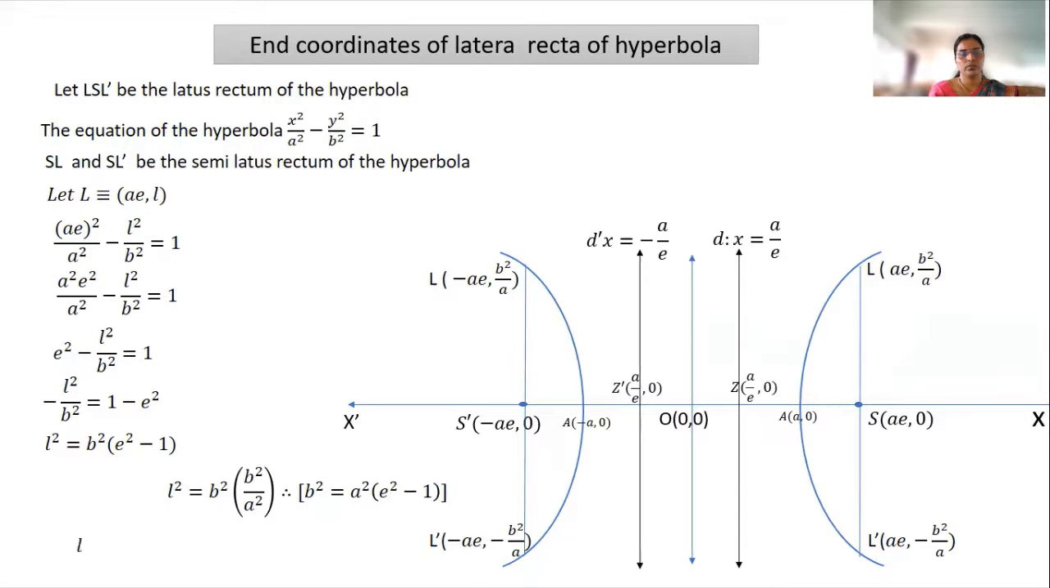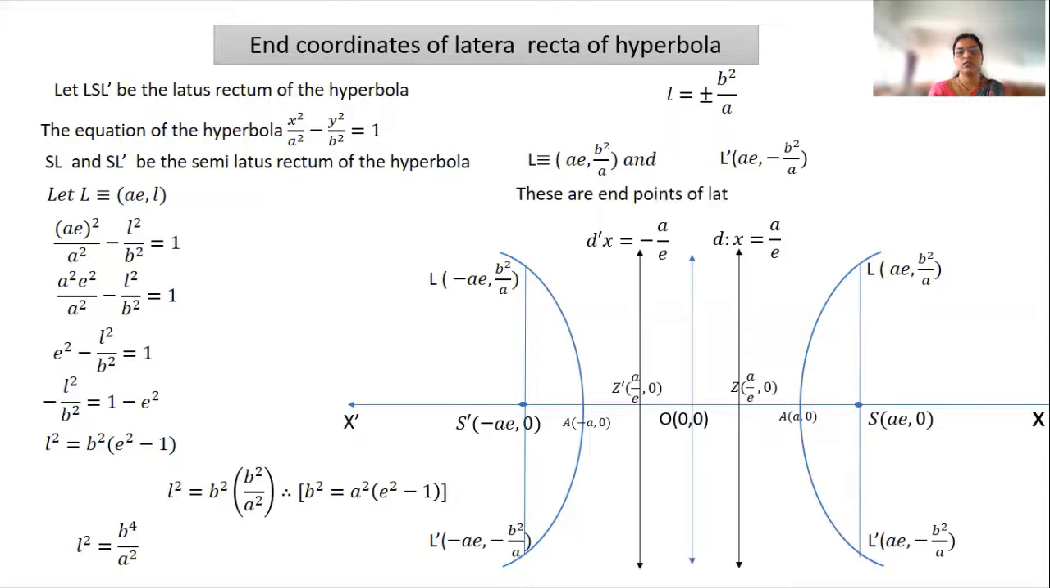Now, therefore, l square is equal to b raised to 4 divided by a square, and l is equal to plus or minus b square upon a. म्हणजेच l ची व्हॅल्यू plus and minus b square upon a आली. Therefore, the endpoints of the latus rectum L is (ae, b square upon a), and L dash is (ae, minus b square upon a). Therefore, these are the endpoints of the latus rectum. Endpoints of the latus rectum are this L, L dash: L is (ae, b square upon a), L dash is (ae, minus b square upon a).